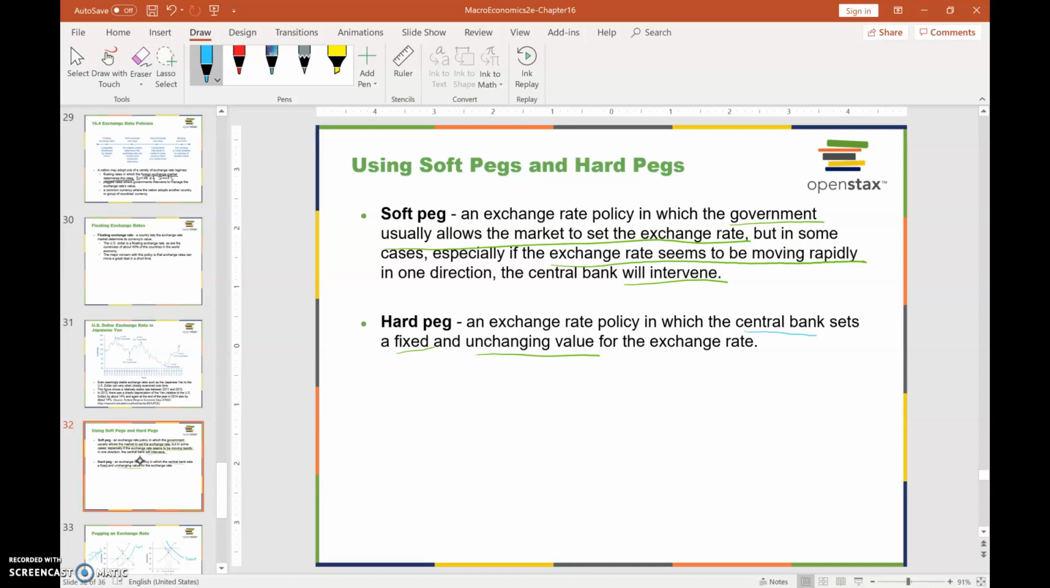Number two, we have a soft peg in which the market is initially setting up the exchange rate, but if the exchange rate seems to be moving rapidly in one direction, the central bank will intervene. Number three is a hard peg, which is an exchange rate policy in which the central bank sets a fixed and unchanging value for the exchange rate.